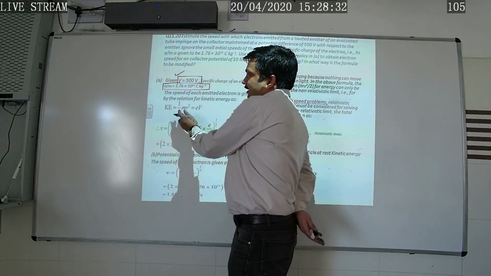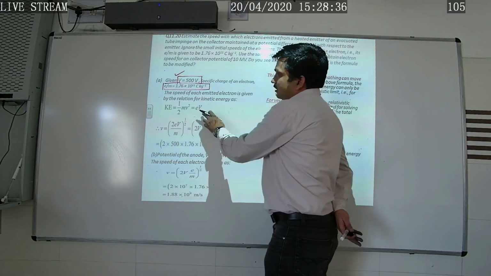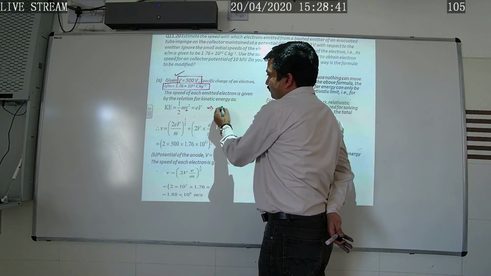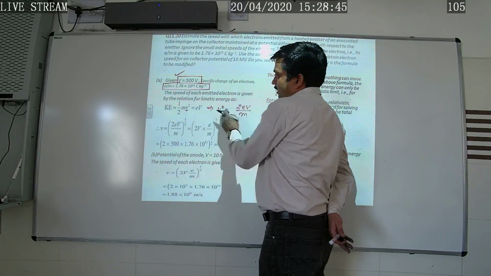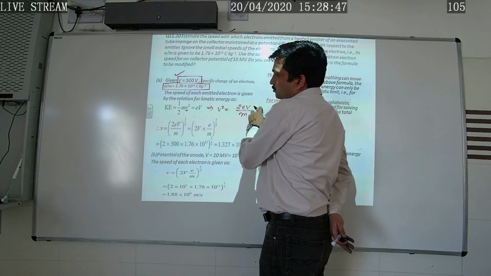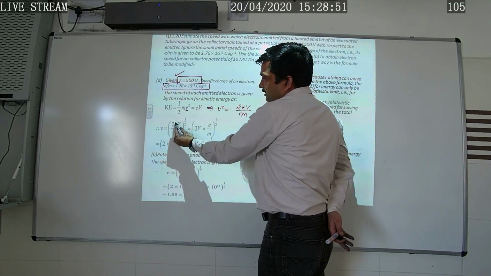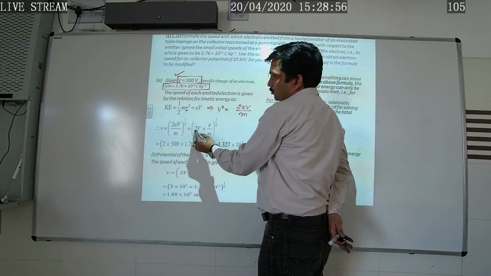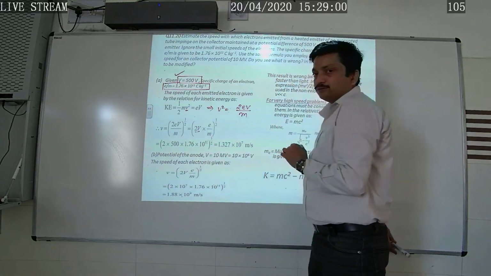So this kinetic energy is equal to eV. Here we want to calculate this v. How can we write it further? v squared is equal to 2eV by m, and by taking the square root to the right-hand side we get this formula. Now isolating this e by m, because the e by m ratio is given to us: v equals (2V times e by m) whole power 1 by 2.